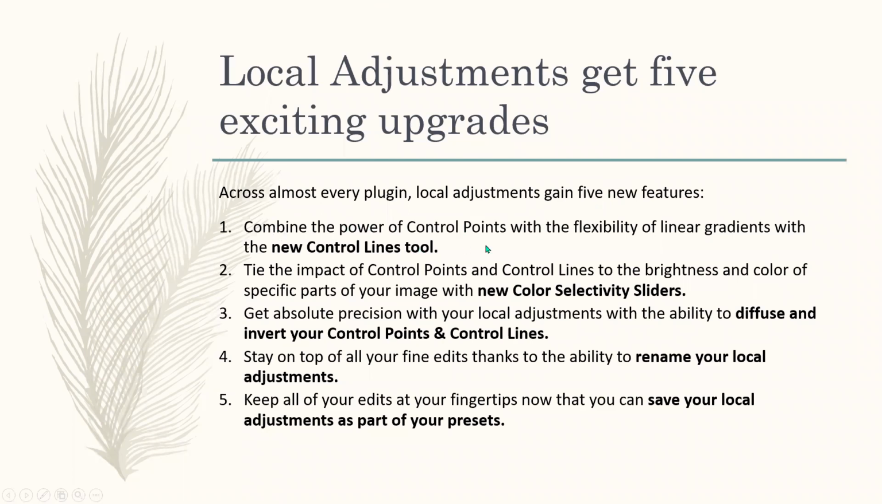We have had control points, which has been unique to Nik since the very beginning. Now we're also going to have control lines, which I'm going to be showing you, which are very cool when you want to change something like a sky or something that goes across your image. And it works similarly to control points with a slight difference, but it's pretty much the same method. And now we can tie the impact of control points and control lines to the brightness and color of specific parts of your image with new color selectivity sliders, which I'll be showing you.